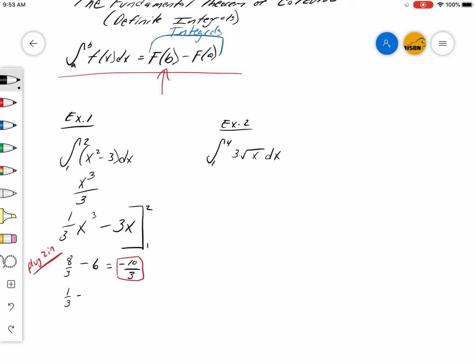Plugging 1 in, 1 cubed is 1. 1 times a third would be a third. And then I've got to subtract 3 times 1, which would be 3. So if we want to get a number, 1/3 minus 3 is negative 8/3, sorry.